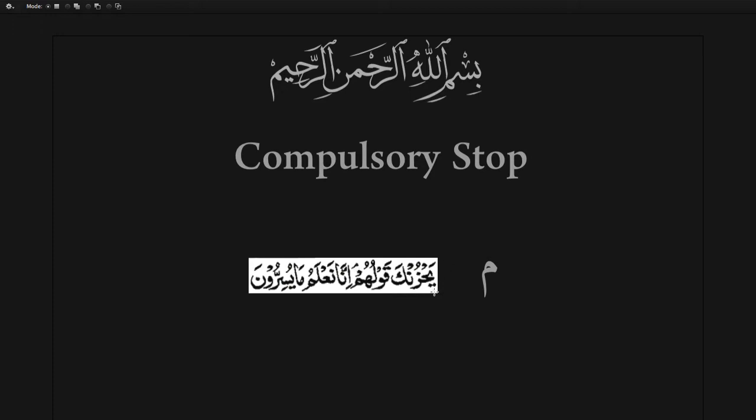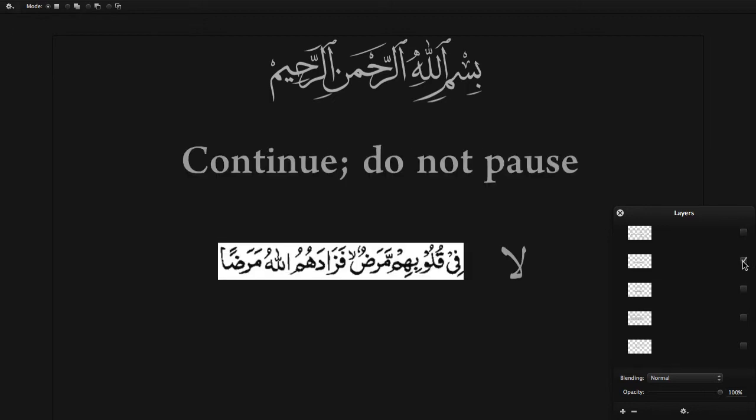Then I continue. So I should not continue the ayat. I should stop in the middle. فَلَا يَحْزُنْكَ قَوْلُهُمْ. Pause. إِنَّا نَعْلَمُ مَا يُسِرُّونَ وَمَا يُعْلِنُونَ. This is from Surah Yasin, and that's waqf lazim.